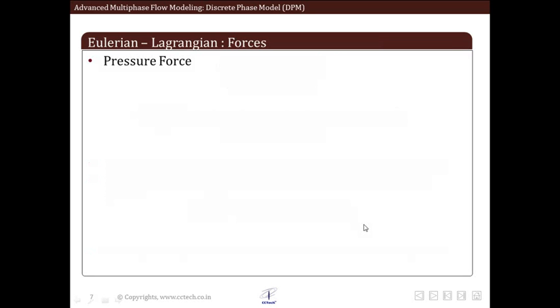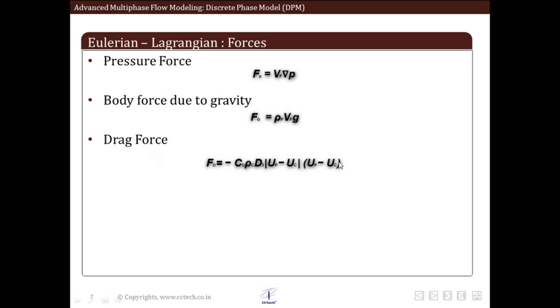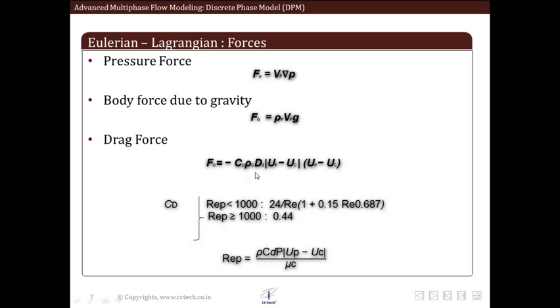So let us see the pressure force first. This is given by velocity of the dispersed phase into the pressure gradient. Body force due to gravity is also included, which is nothing but the density into velocity into gravitational acceleration for the dispersed phase. Drag force is calculated by using the drag force equation and the relative velocity between the continuous phase and the secondary phase. CD is the drag coefficient here. Rho c is the density of the continuous phase. d2 is the diameter of the dispersed phase.